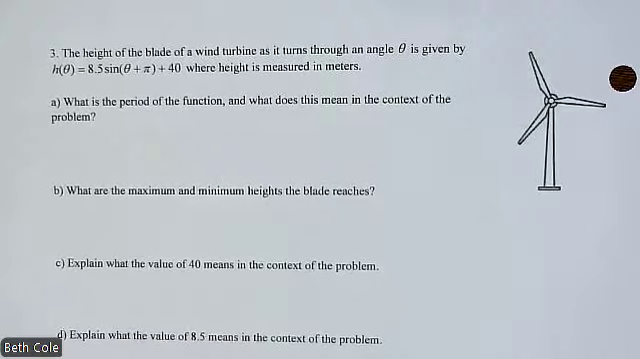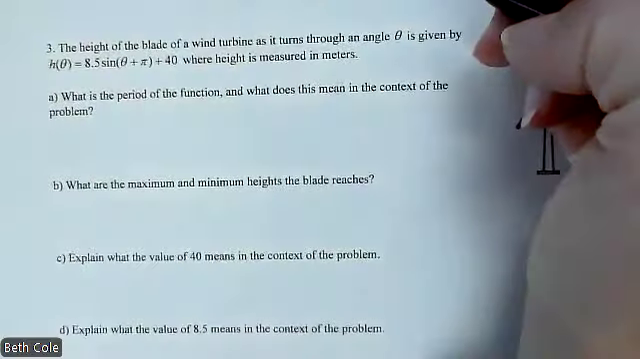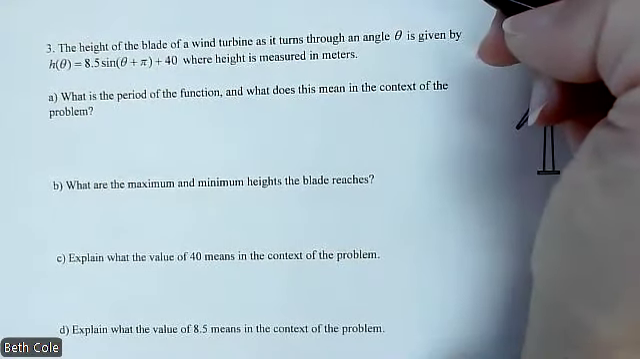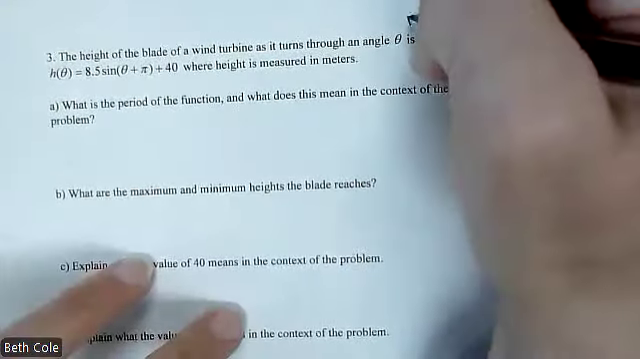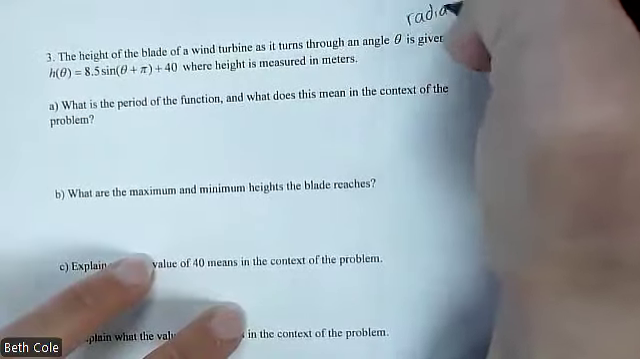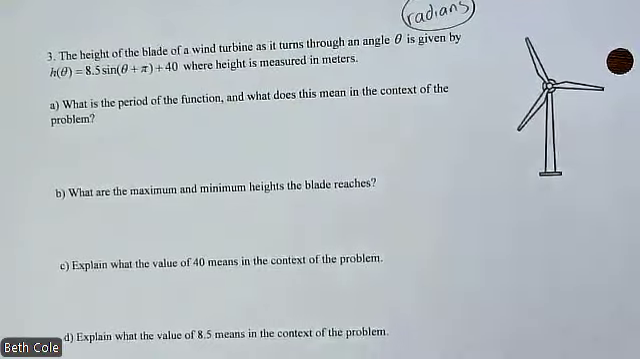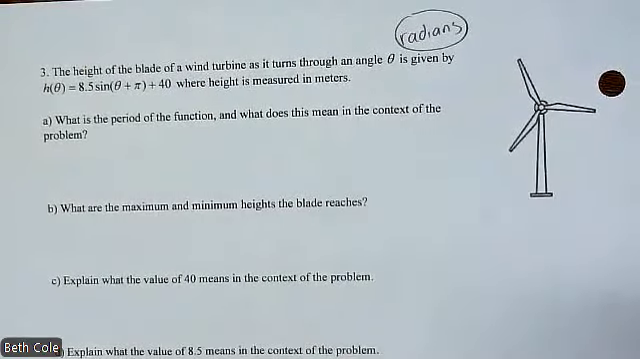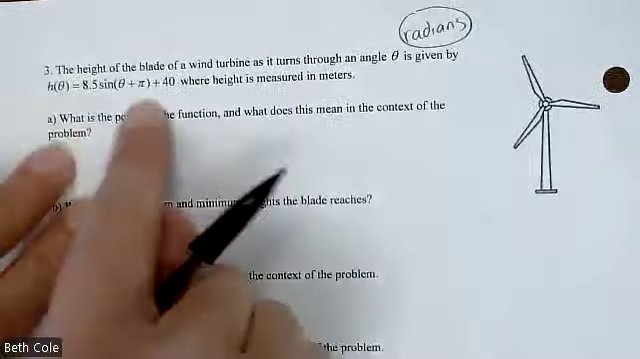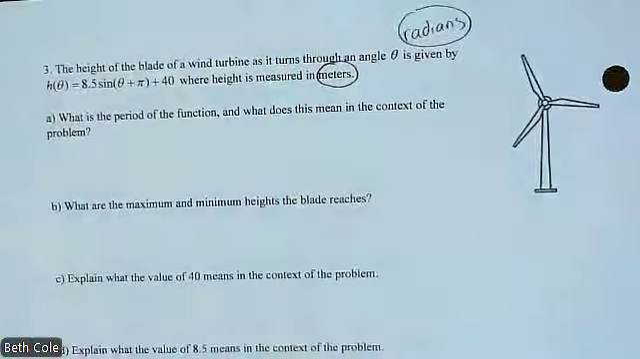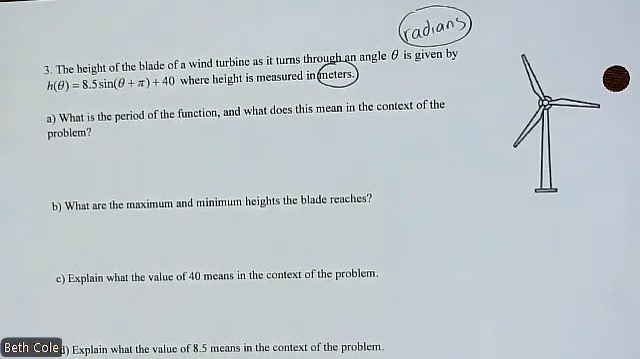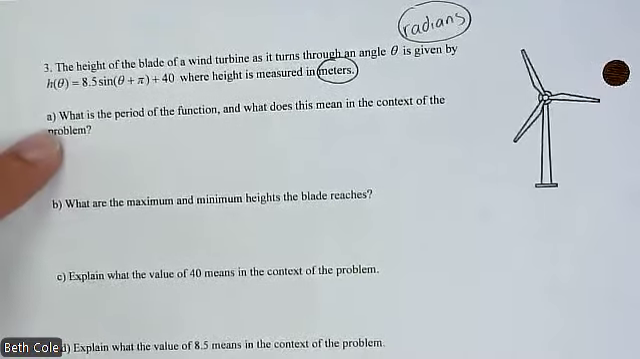The height of the blade of a wind turbine as it turns through an angle. Now, the units aren't written here for the angle, but they are going to be radians. Not touching degrees anymore. It doesn't say it, but it's going to be radians, and it is given by this equation. Height is measured in meters. We're going to be European and use metric for this one. So what is the period of the function and what does it mean?